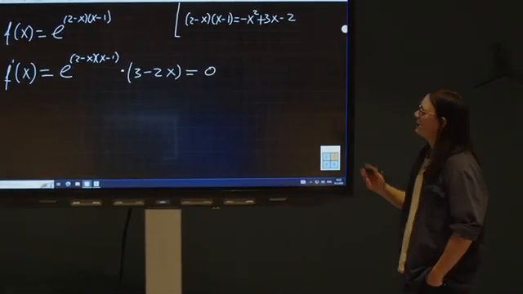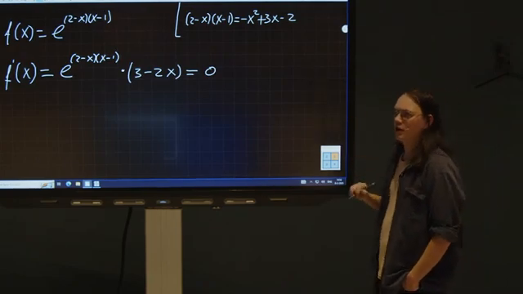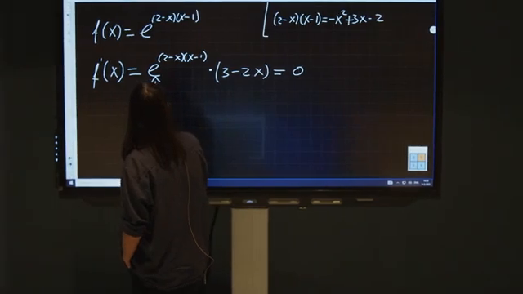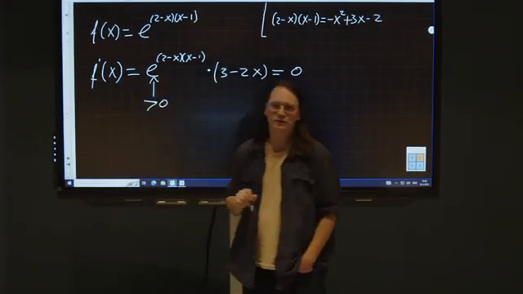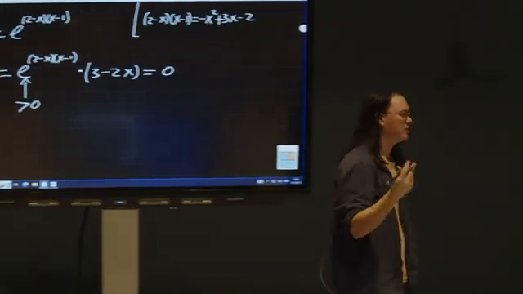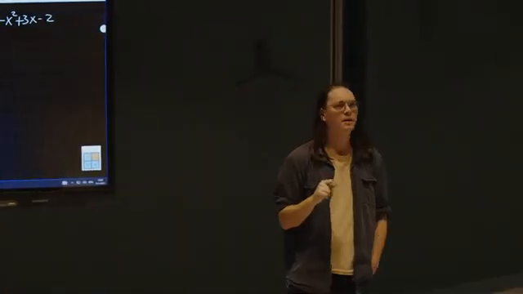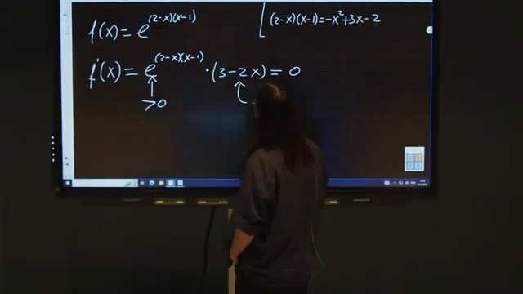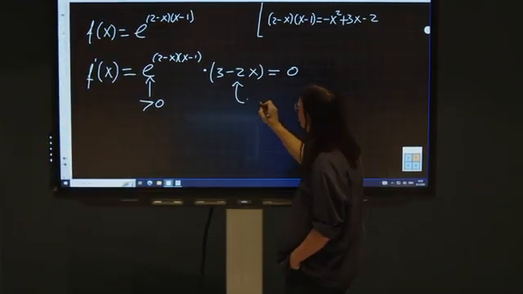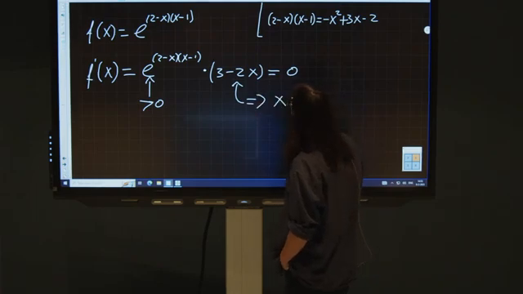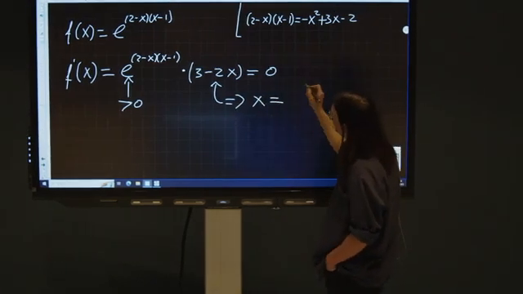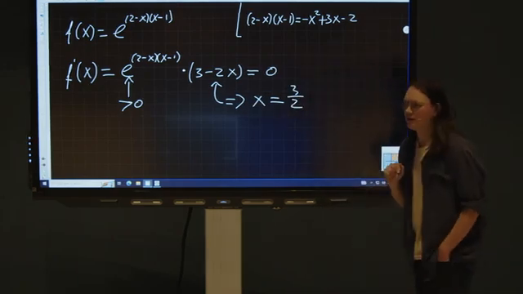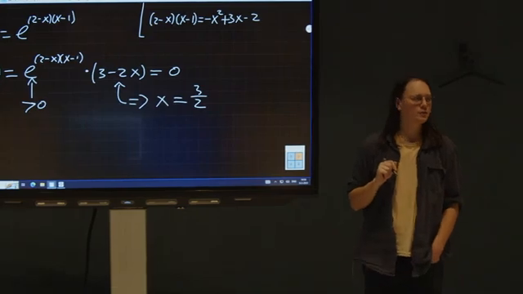Well, there's two parts here, two factors. This one is always positive because it's an exponent. It's e to some power. It's always going to be positive, right? It's always above the x-axis. So that's hopeless. So we have to look at that one. When is that 0? Well, that's when x is equal to 3 over 2. So the derivative is 0 at x equals 3 over 2.